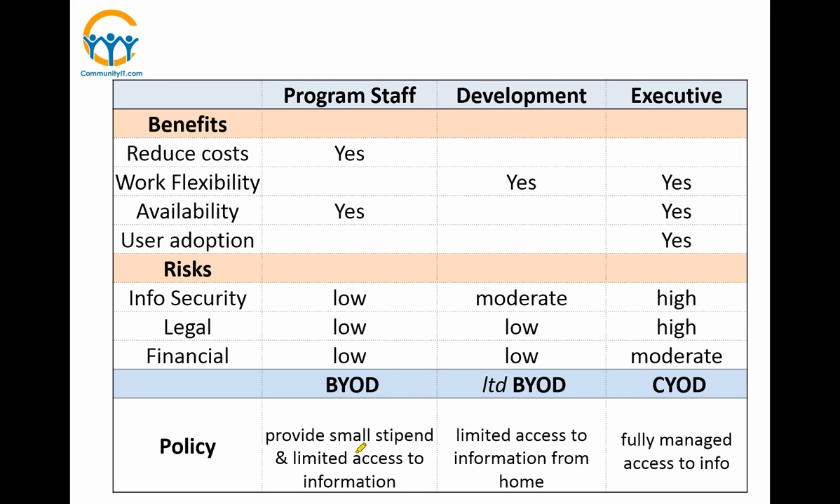So for the program staff, the best approach is probably just straight BYOD, provide them with a small stipend, and limit their access to information. So they can access emails, and maybe they have some limited access to the program system where they can enter information when they're out in the field, but then in order to file reports or do some additional work, they need to be back in the office working at their workstation. Development staff would have a limited BYOD policy where they could have some access to information from home, but you'd probably be using more of this, as I mentioned before, container approach, where you're providing that information through some kind of connection that is temporary and can be revoked at any time.